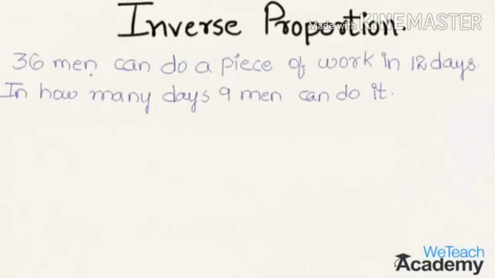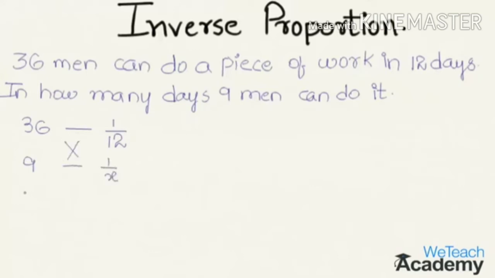Here 36 men can do a piece of work in 12 days. In how many days can 9 men do it? 36 men who can do the work in 12 days can be written as 36 men for 1 by 12 days. Now let us assume 9 men can do the piece of work in 1 by x days.